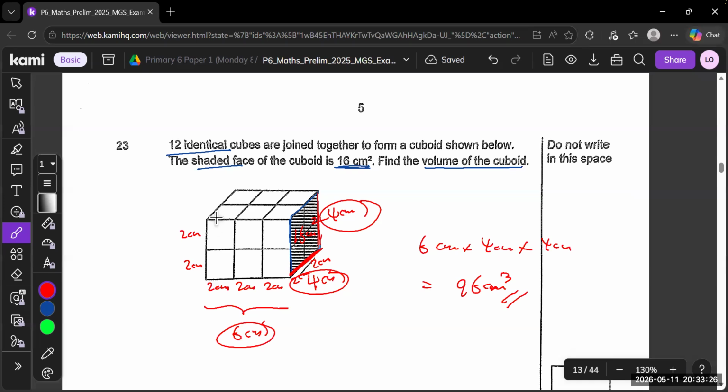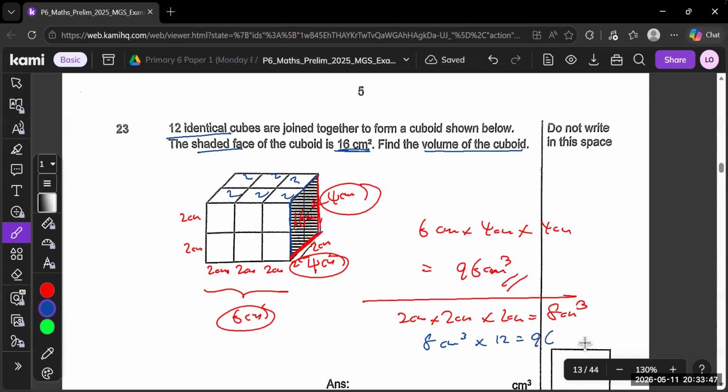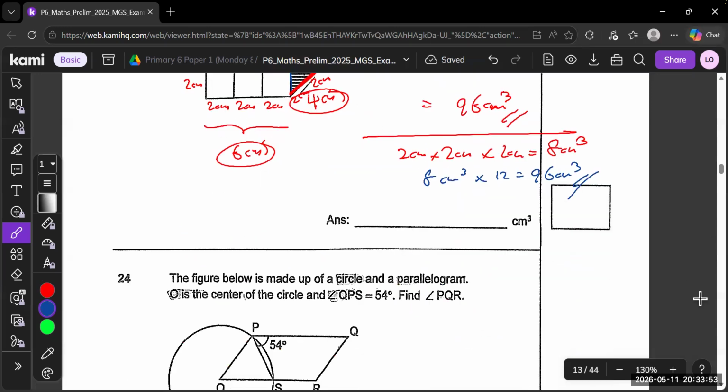What's the other way? You find the volume of one cube. 2 times 2 times 2. Okay, this is maybe the easier way. The volume of one cube is 8 cm cube. How many cubes are there? 2, 4, 6, 8, 10, 12. 12 cubes. So 8 times 12. And you will get the volume of the cuboid. Same. So you have two ways to do it. Okay, next one.